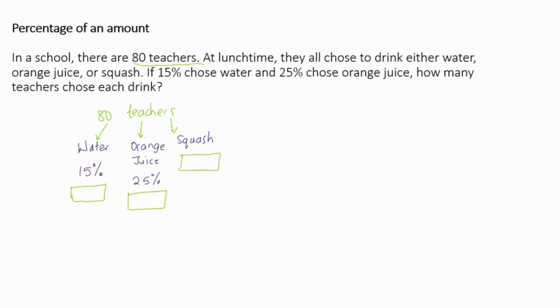And in order to do that, we can first start by looking for the number of teachers that chose water, which is 15% of the 80 teachers. So we can first find 10% of 80 and then 5% and then add it on to find the 15%. So 10% of 80 will just be 80 divided by 10, and that gives us 8. 5% of 80 will just be 8 divided by 2, which gives us 4. So 10% is 8 and 5% is 4. So the total 15% will be 12, which means 12 teachers chose water.